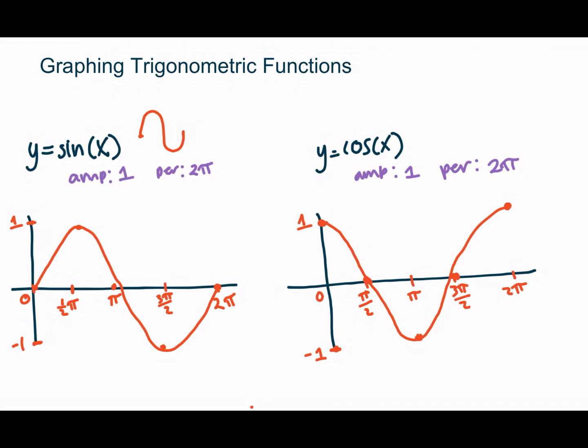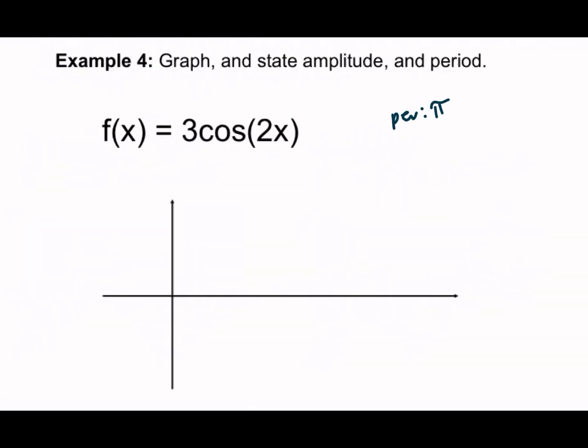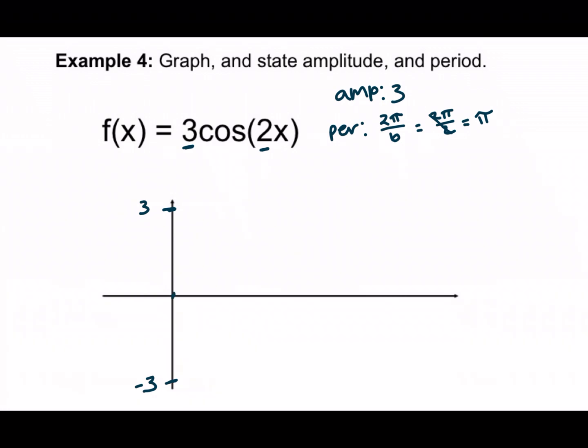Now let's look at example number 4. We want to graph 3 cosine of 2x. By looking at this, we have our amplitude, and we can find our period. So our amplitude here is 3, which means I can go ahead and label my top point up here as 3 and my bottom point as -3. Now we need to find our period. We're going to do 2 pi over b, which gives us 2 pi over 2, which means our period is just pi.